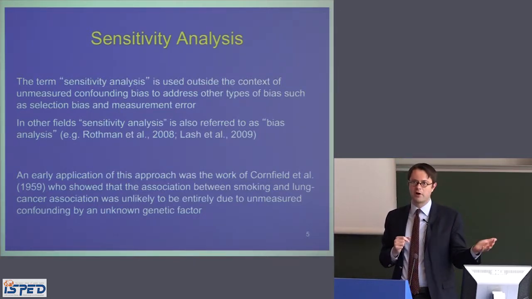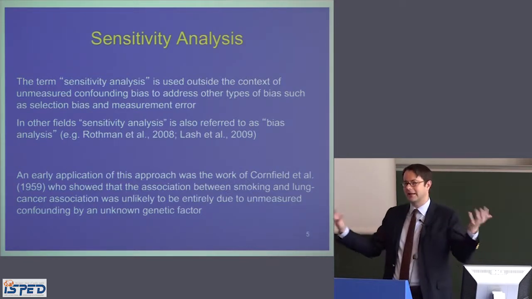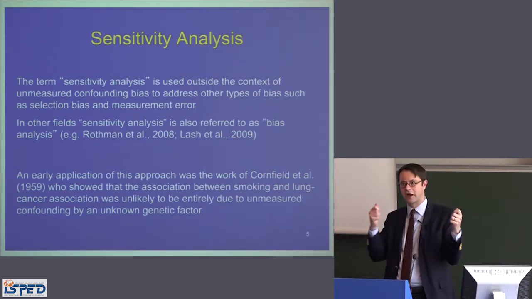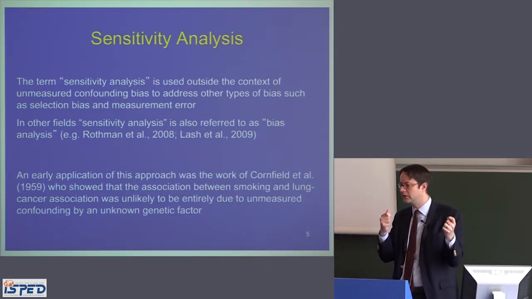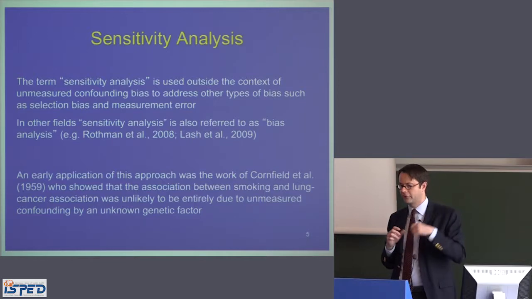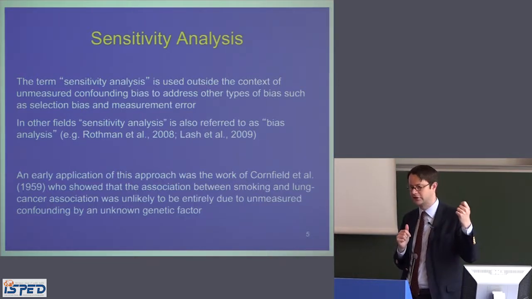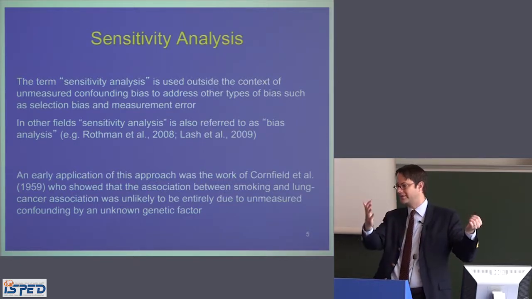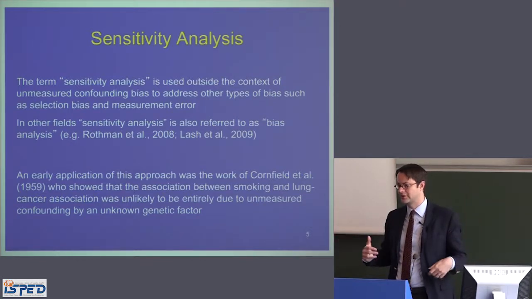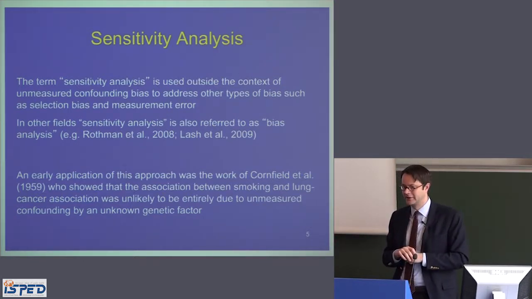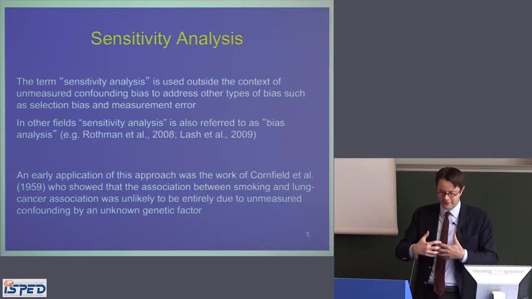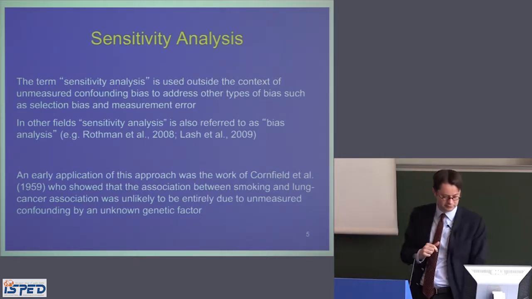What Cornfield and co-authors did is they said, okay, let's suppose there is such a genetic variant that might explain both smoking and lung cancer. How strong would its associations have to be with smoking and lung cancer to explain away that association? And they showed that for a genetic variant to explain that association away, it would have to increase the likelihood of smoking by tenfold and increase the likelihood of lung cancer by tenfold. And effects that large just didn't seem plausible. We'll go through the logic on how Cornfield got there and also talk about how that logic can, in fact, be generalized.